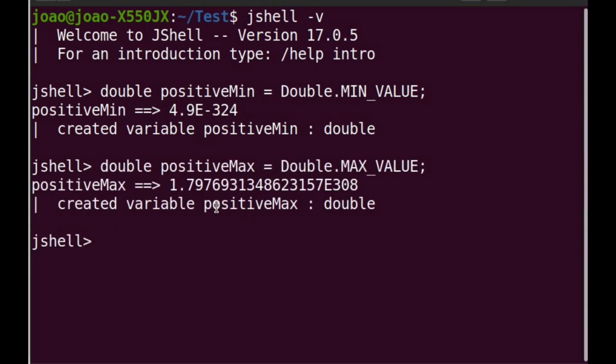And here is its positive max value, which is approximately 1.79769 to the exponent of 308, and obviously it's showing in its scientific format.